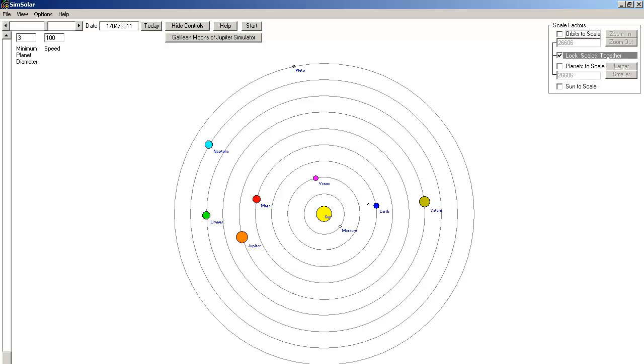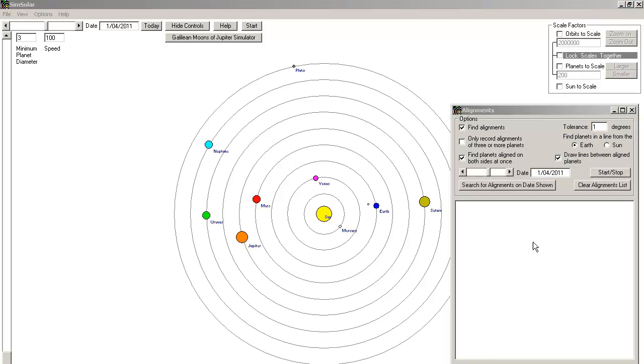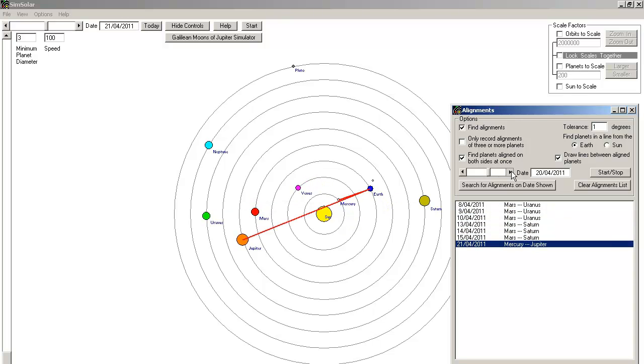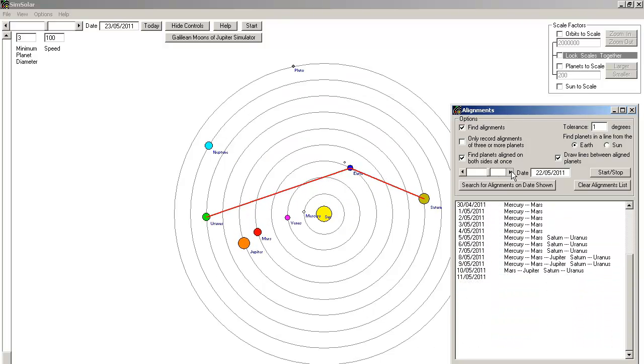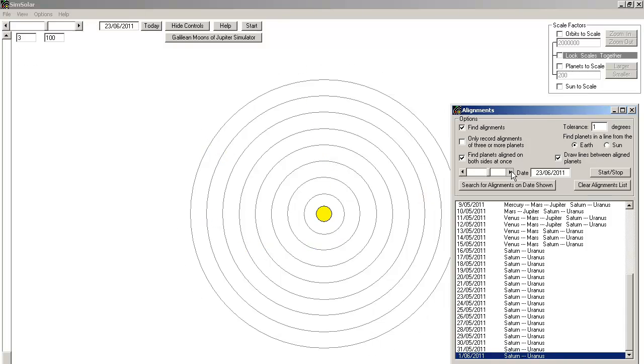Greetings. In this Planetary Alignment Watch video, we're going to have a look at an alignment in the month of May. First of all, I'm going to check for alignments between the Earth and other planets from the 1st of April through the end of May. By running the alignment finder, SimSolar will automatically find alignments.